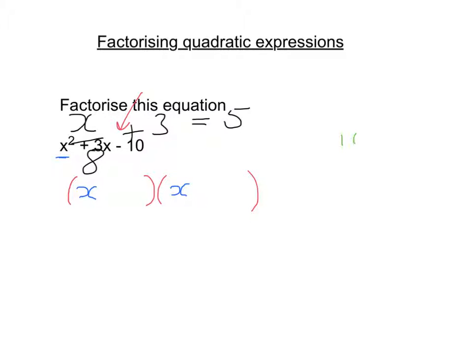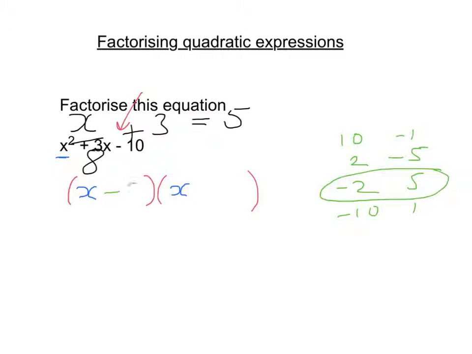So I could have 10 and minus 1. Or I could have 2 and minus 5. Or I could have minus 2 and 5. Or I could have minus 10 and 1. Now which of these is going to multiply to give me minus 10 but also add to give me plus 3? Yep, this one here. Minus 2 plus 5 is plus 3.